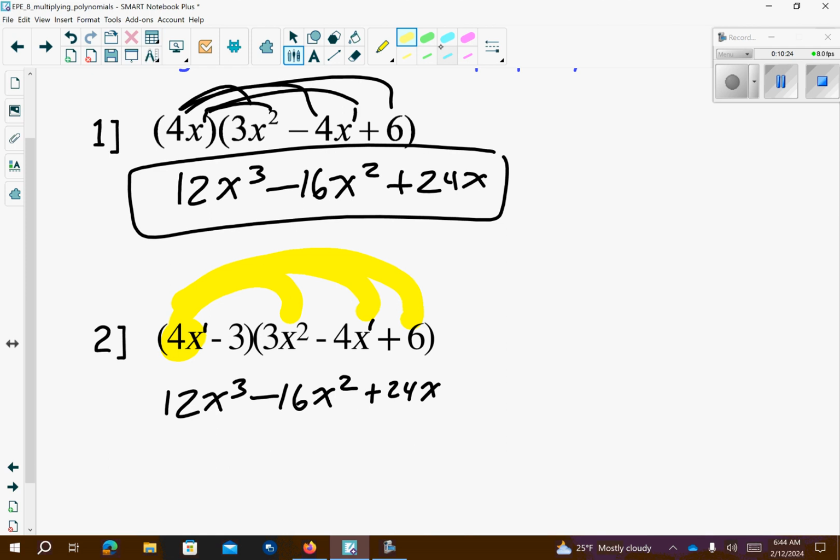Next, I'm going to distribute the negative 3. I'm going to highlight that whole thing. So it comes here, here, and here.